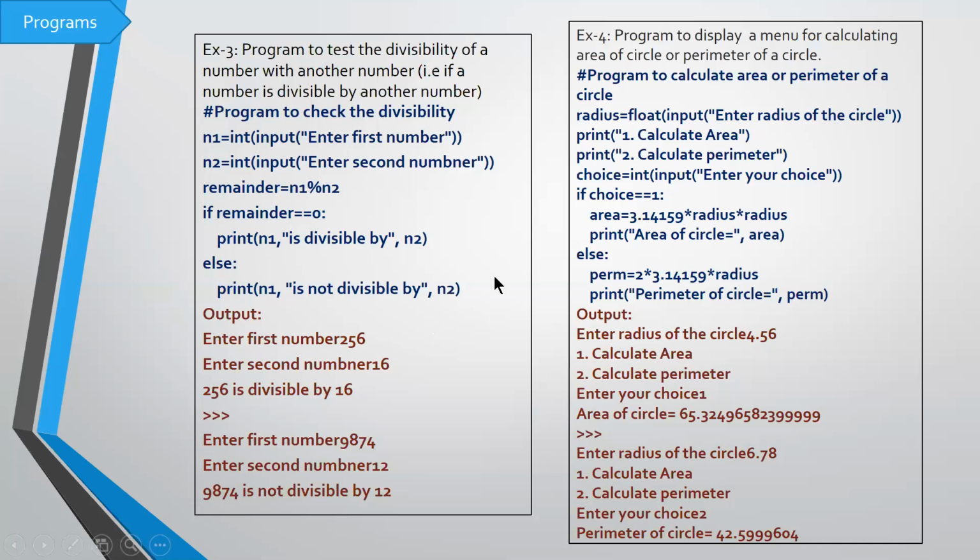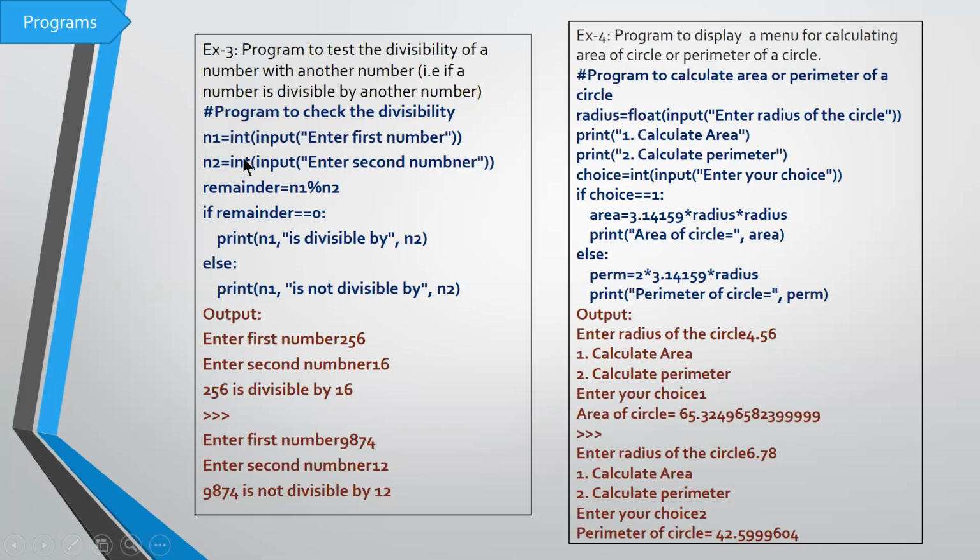This particular portion is a program. Hash, program to check the divisibility. This is a comment line, a single line comment. I just mentioned the program heading here. I am reading two numbers. N1 is equal to int of input of 'Enter the first number'. N2 is equal to int of input of 'Enter the second number'.